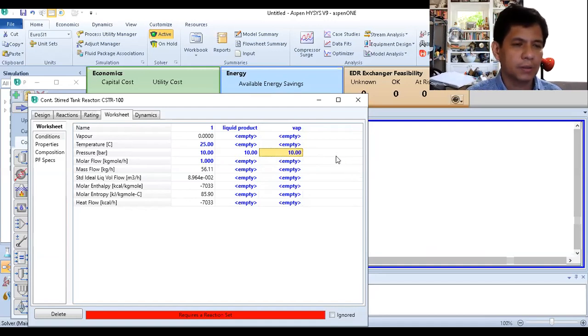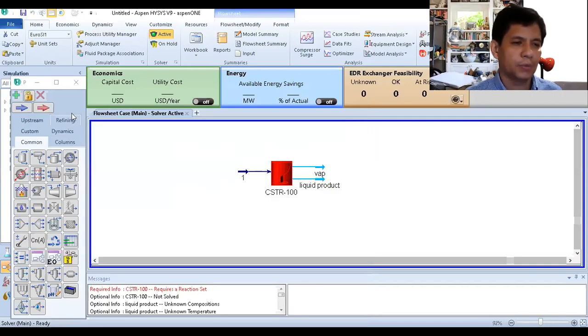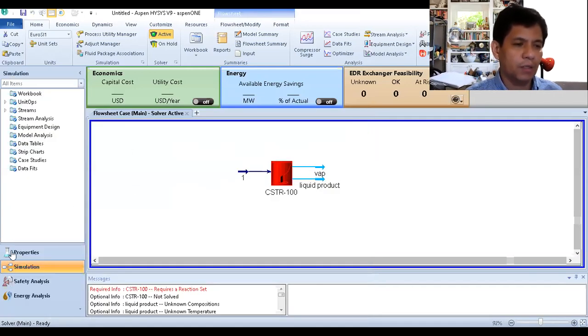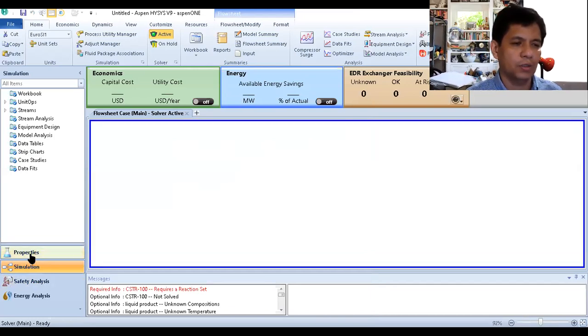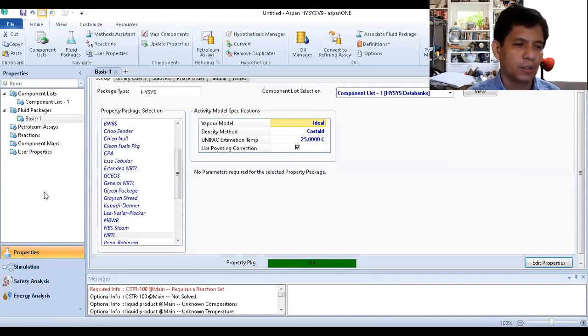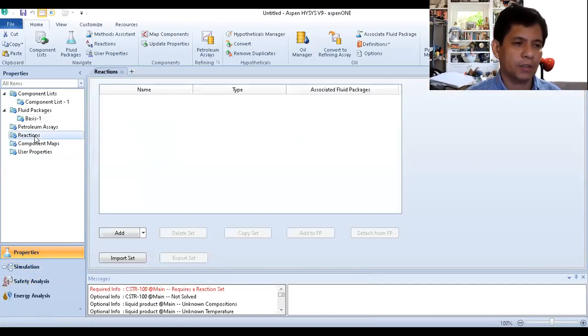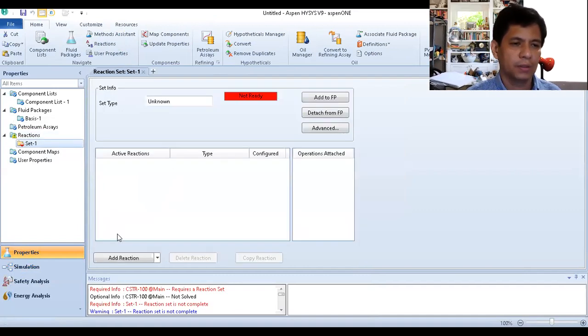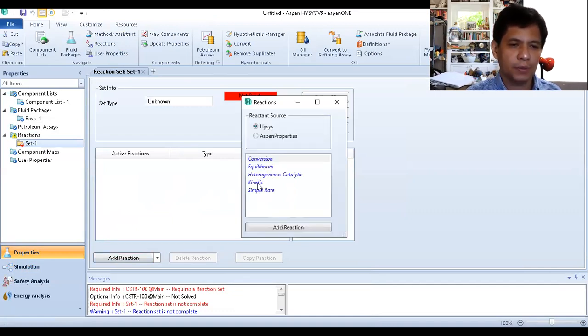Okay. Actually, before you proceed to the simulation, I think you should add a reaction. Pero pwede niyo naman balikan. So, add natin yung reaction. Just click add reaction. Tapos, this is a kinetic reaction. Pag CSTR, kinetic. Tapos, add reaction. Tapos, just double click the reaction 1.